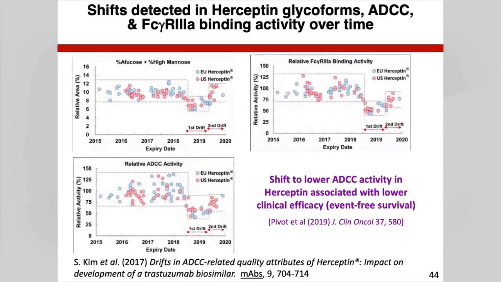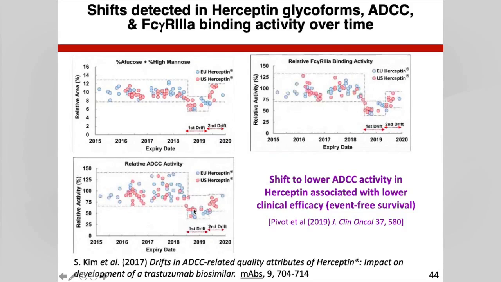And so what Samsung found, again, when looking at commercial Herceptin samples over time, let's start with the ADCC activity down here. They found that at some point in time, all of the samples that they collected from the shelf, from the marketed product, actually had a lower ADCC activity. Then, looking further over time, it actually seemed to shift back up again.